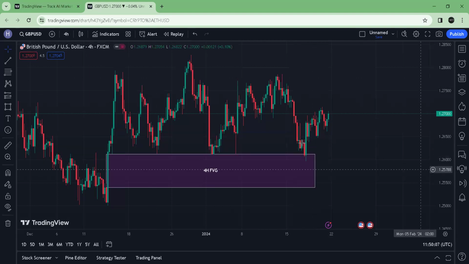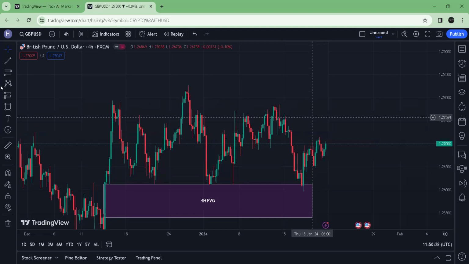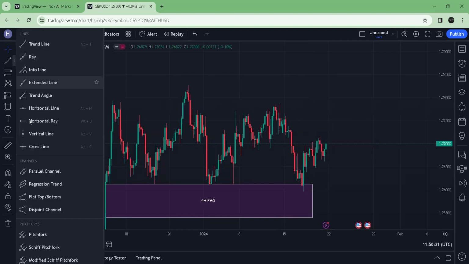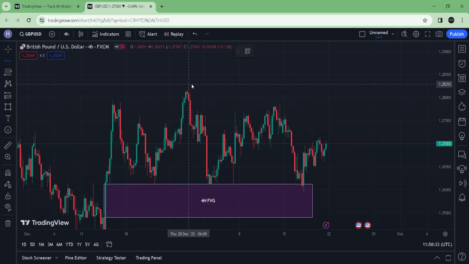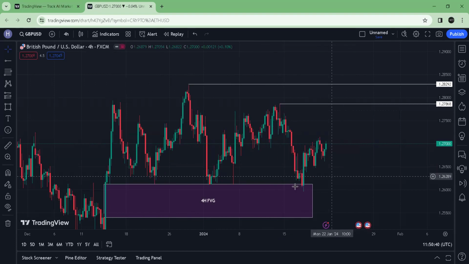The last time price touched the fair value gap, it moved up with a strong bullish candle. Then it formed this flag, which indicates that price can shoot up at any time. Another thing we need to do is mark our targets or liquidity points. I use liquidity points as my targets because I know that price is drawn to liquidity.